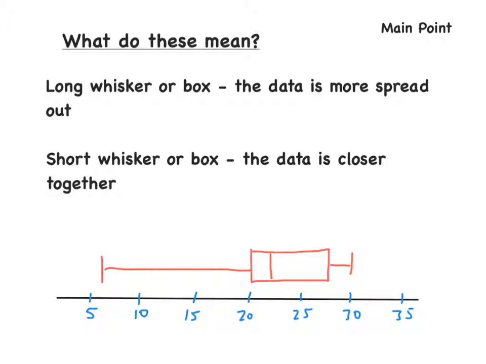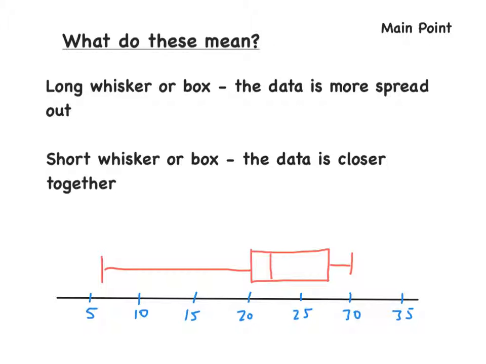So if we're given a box and whisker plot, and they're trying to ask us, what does this all mean? These two little pieces of information might help out. If you get a long whisker or a box, the data is more spread out. So for example, it looks like from about 6 to 20. Remember, each one of these parts is 25% of the data. So if there's a really long whisker or a really long part of the box, the data is more spread out. If there's a short whisker or a box, the data is closer together.